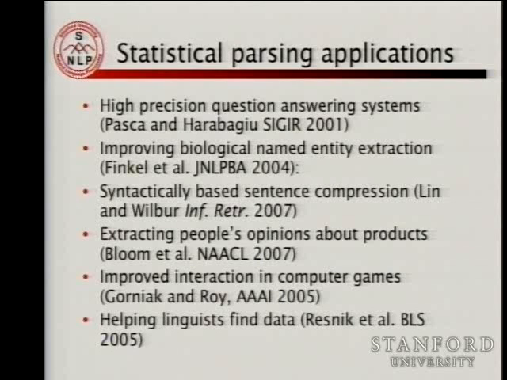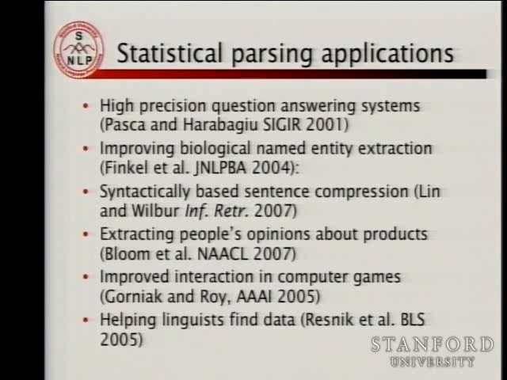For sentence compression or summarization, so if you want to have a shorter version of a sentence to fit on your mobile phone screen or something like that, it's good to have an idea of which bits of the sentence structure go together and are perhaps little parenthetical clauses, so you can delete parts and still have a grammatical sentence that conveys the main content.